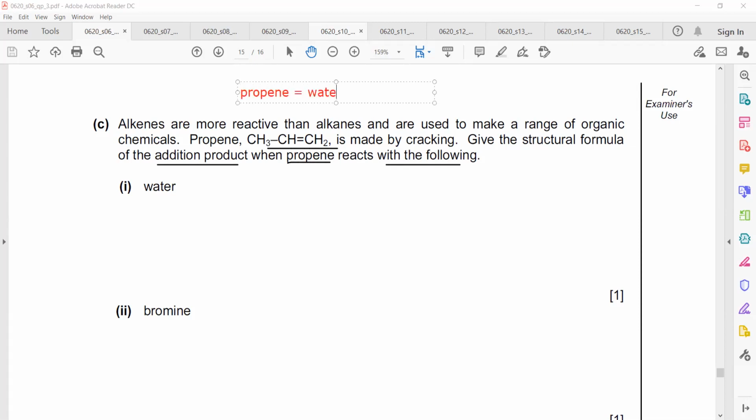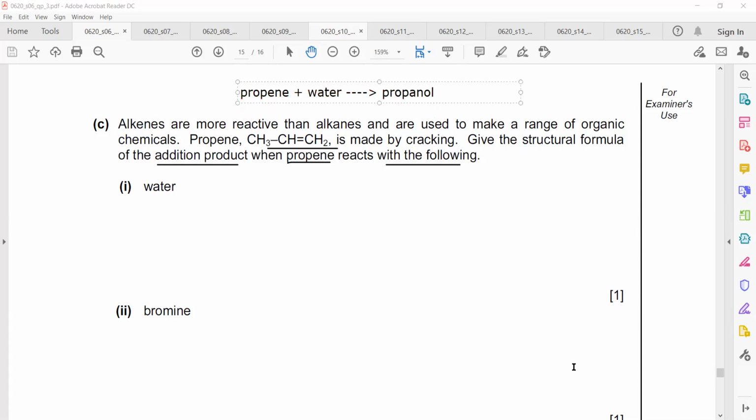Propene plus water or steam. This is called hydration. The term hydration means addition of water. So it will form propanol. Alcohol will be there in the product, so it will be propanol. So how to draw the structure of propanol?